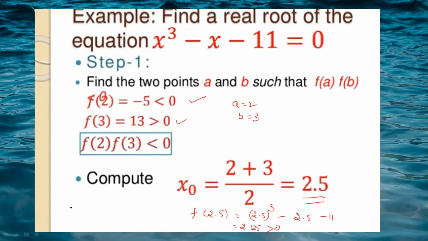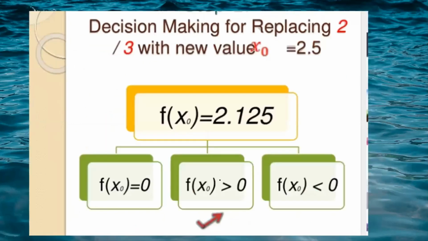So what should be your x1? Tell me now. It should always lie between the greater than 0 and less than 0 values. What is the less than 0 value? 2. What is the greater than 0 value? 2.5. So 2 plus 2.5 by 2, that is 4.5 by 2. So 4.5 by 2 value is this. You will get this value.